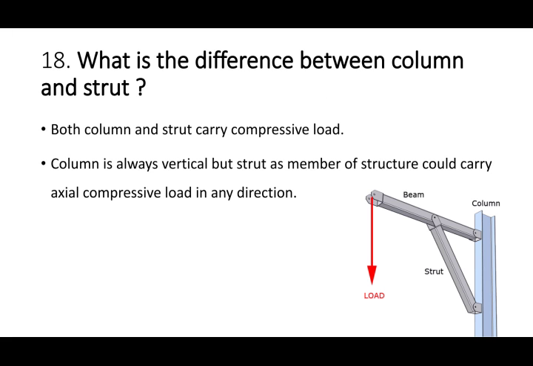Next question, what is the difference between column and strut? Both column and strut carry compressive load. Column is always vertical, but the strut as a member of structure could carry axial compressive load in any direction. Here you can see the column, that is a vertical member, and the horizontal member, that is a beam, and the beam is supported with the help of strut. Both will carry the compressive load, but column will always carry axial compressive load, whereas the strut, which is an inclined member, carries the compressive load in any direction. That is the difference between column and strut.